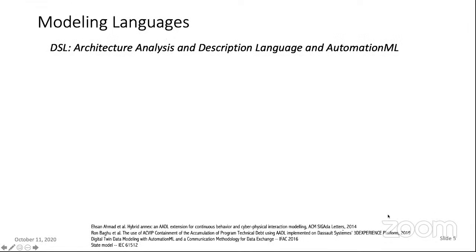There are various modeling languages that one can use, and people are actually exploring quite a few. For example, one could be AADL models, or Architecture Analysis and Description Language, which is a DSL to describe cyber-physical systems. There could be AutomationML, which is another DSL to describe components or modules in a process industry.